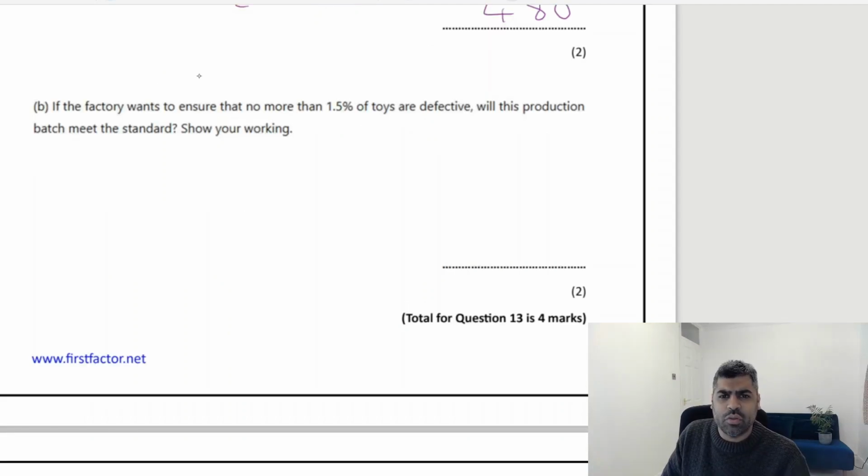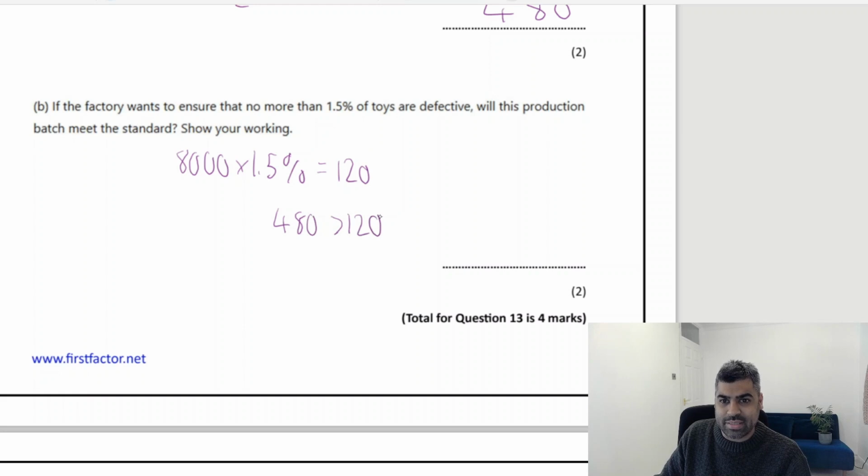So the factory wants to ensure that no more than 1.5% of the toys are defective. So let's take our 8,000 toys and multiply by 1.5%. That gives us 120. Now 480, our answer from part A, from our sample, 480 is more than 120, which is the standard. So no, the production batch does not meet the standard.